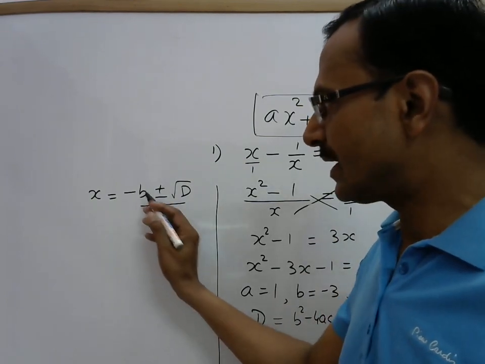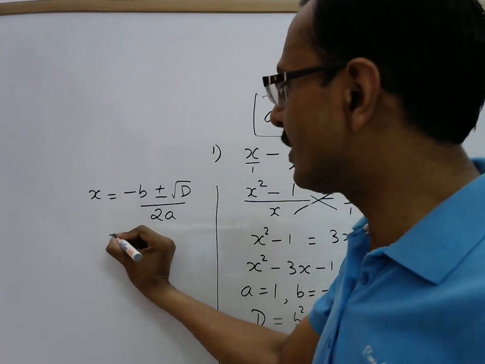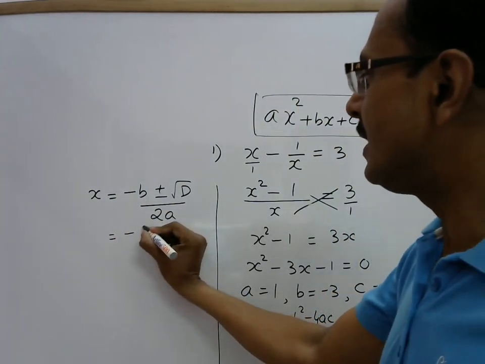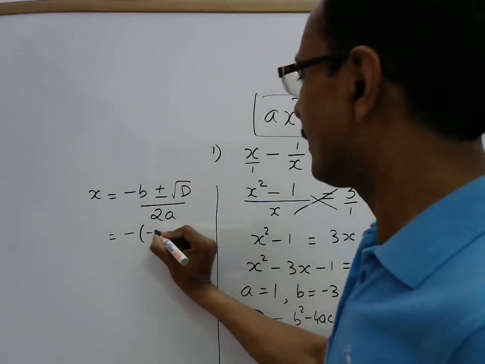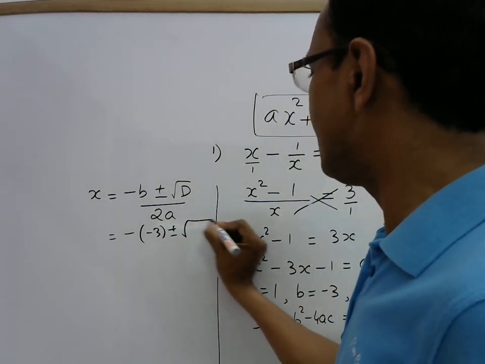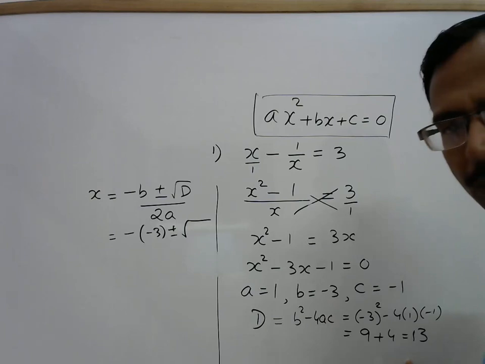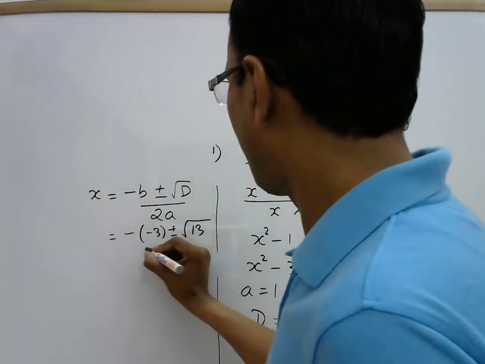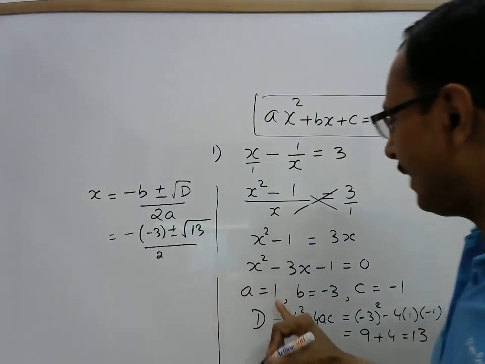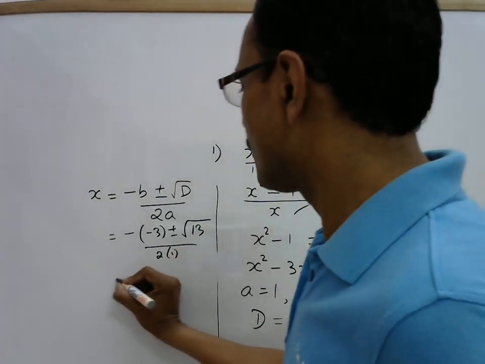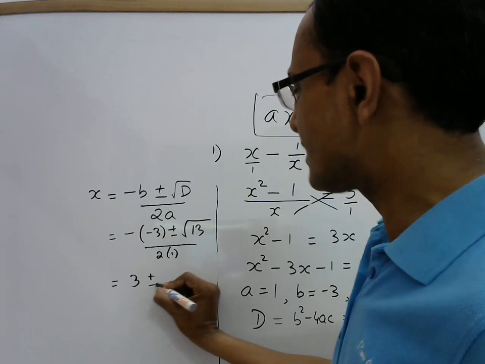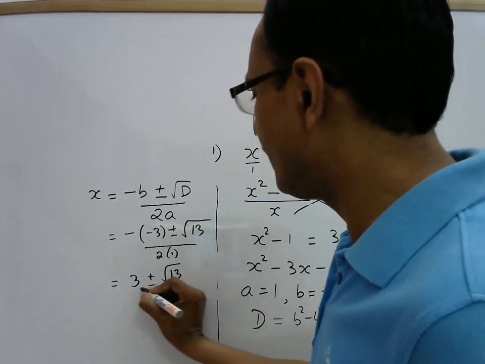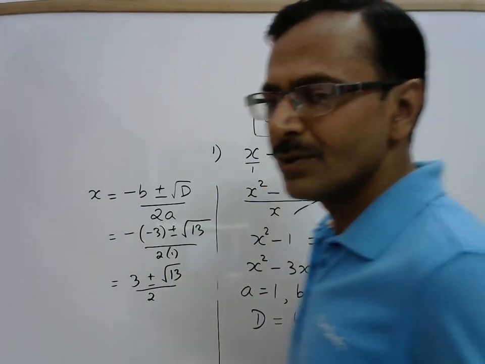So x is equal to minus b plus minus root D by 2a. Just put the values here. The value of b is minus 3, so put minus of minus 3 plus minus root of the discriminant we just found, 13, upon 2a. The a value is 1. So here we have the answer: minus minus becomes plus 3, plus minus root 13, which cannot be simplified, upon 2.